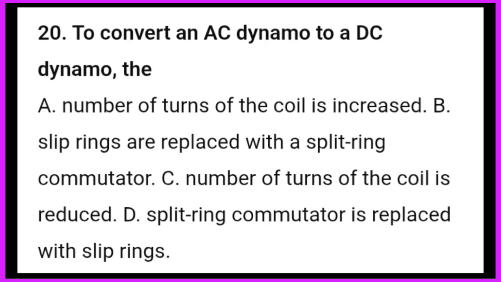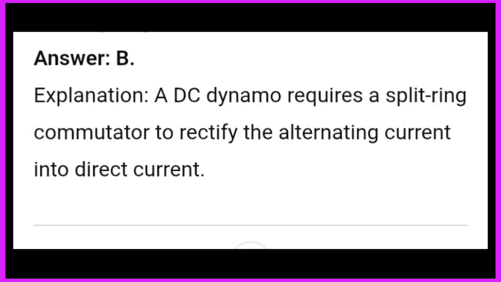20. To convert an AC dynamo to a DC dynamo, the A. Number of turns of the coil is increased. B. Slip rings are replaced with a split ring commutator. C. Number of turns of the coil is reduced. D. Split ring commutator is replaced with slip rings. Answer B. Explanation: a DC dynamo requires a split ring commutator to rectify the alternating current into direct current.